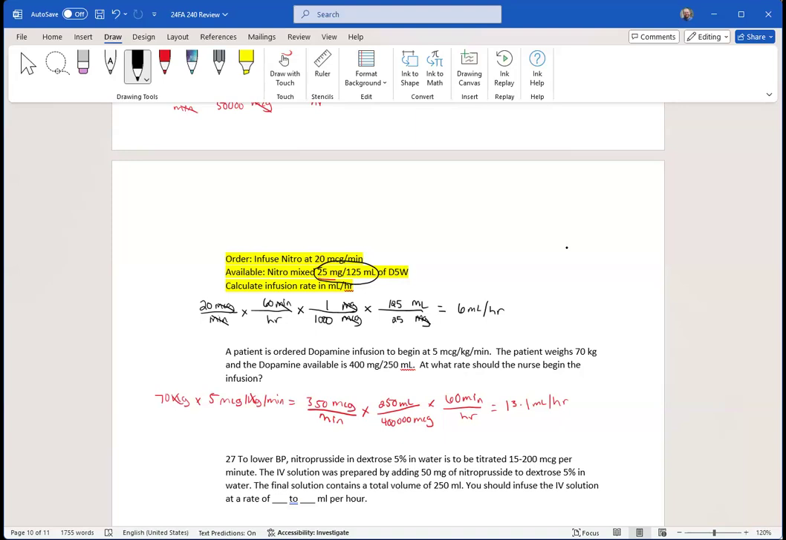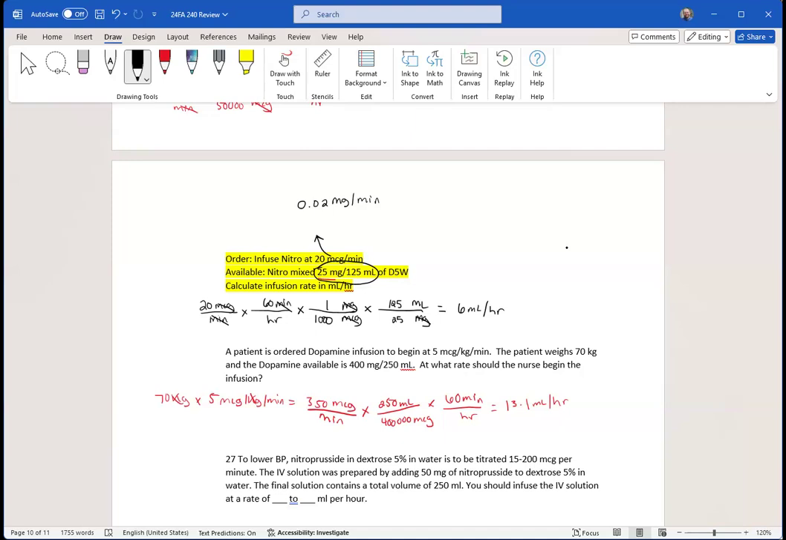Alternatively, I could convert the 20 micrograms per minute to milligrams per minute. So that would be 0.02, right? 1, 2, 3. Yeah, 0.02 milligrams per minute. And then I can just skip a step, because I've kind of already converted it, so I could start there. I had a student in another class ask about that.